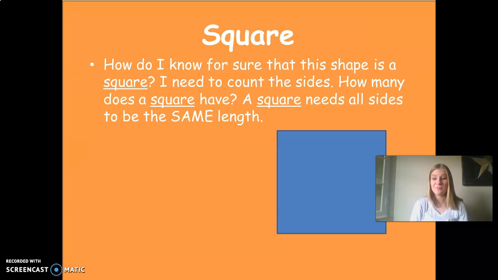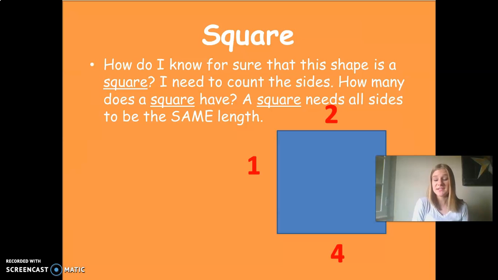If you knew this shape was a square, great job. If you didn't, now you know. But how do we know that this shape is a square? We need to count its sides. So let's count. 1, 2, 3, 4.